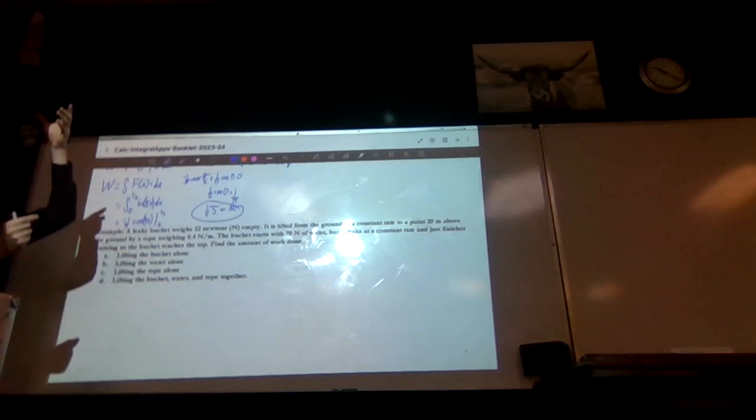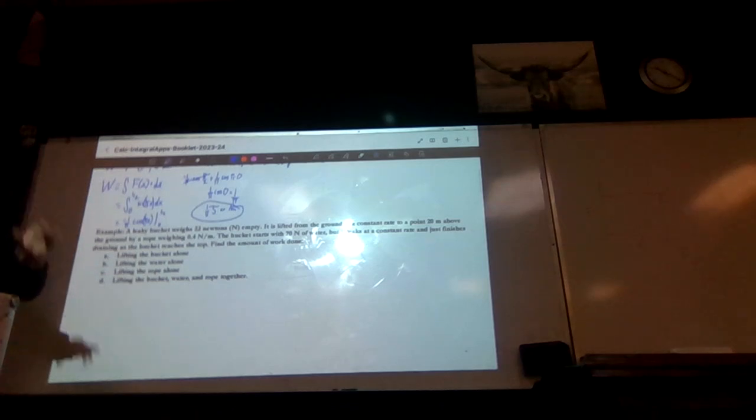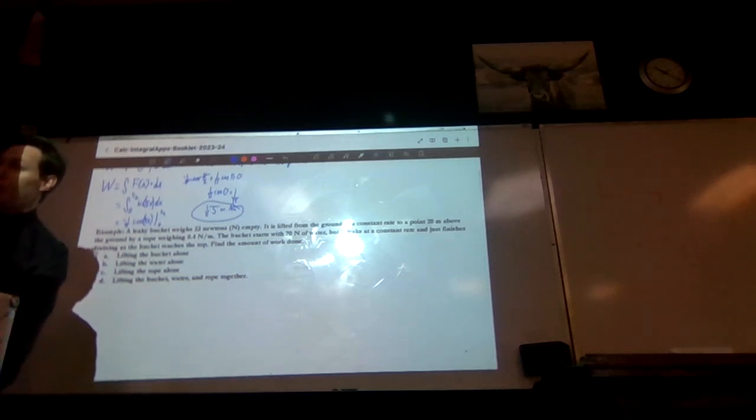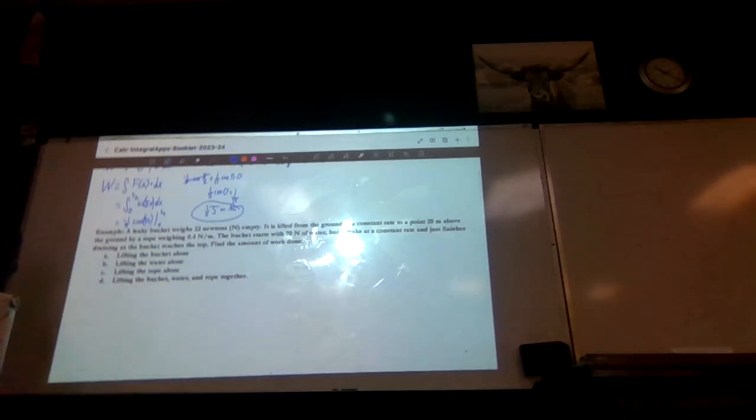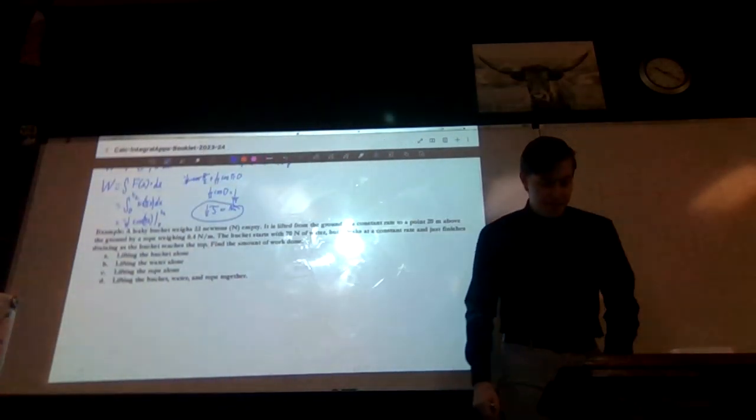It is leaking. So the metal of the bucket weighs the same, but the water leaks out, so it gets less. How about the rope? Does the rope change? It does, actually. If you pull up a rope, what happens to it? You set it to the side. Now you have a different weight of the rope. So you get less and less weight as you pull it further and further up.